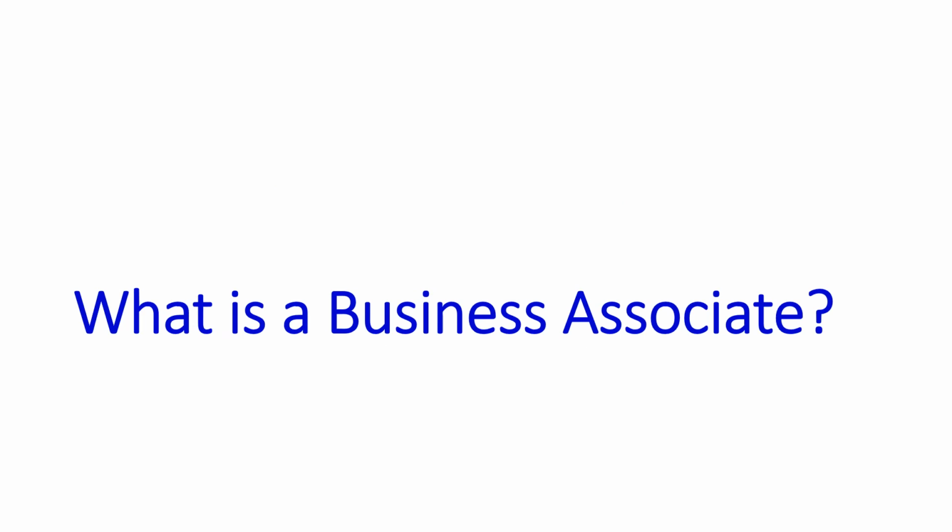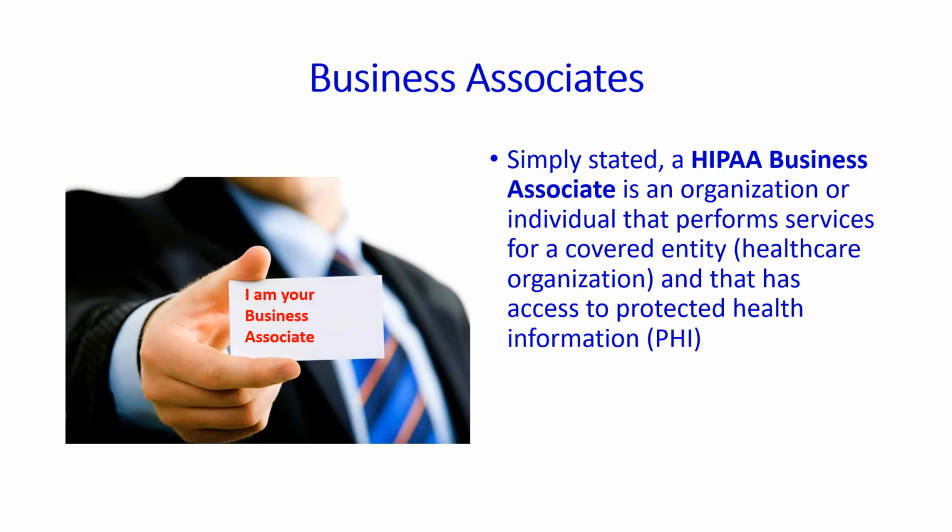Now that we have learned about how the HIPAA privacy rule applies to covered entities, let's discuss how the privacy rule impacts the business associate of that covered entity. What is a business associate? It is simply a person or organization that is performing services on behalf of the covered entity and who has access to PHI due to the services being performed.